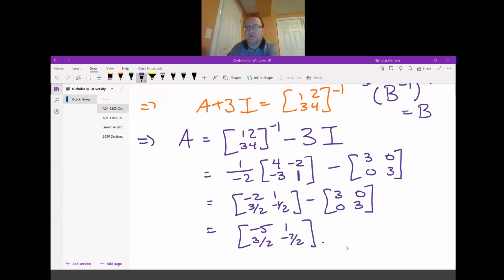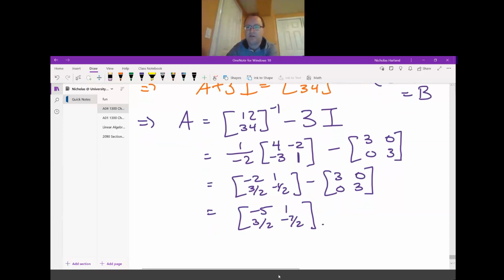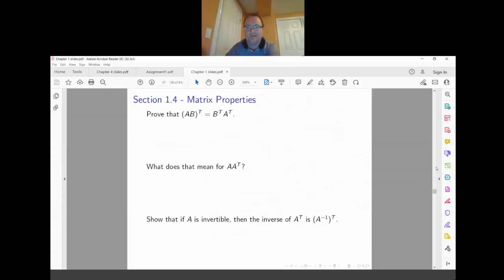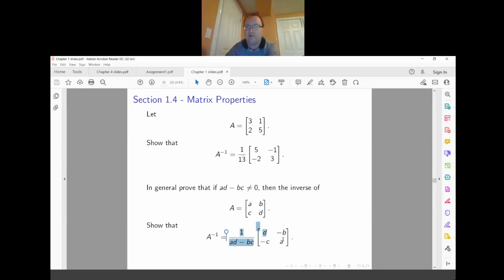It was 3 times I. So the identity, so that would be 3 times 1, 0, 0, 1, 3 times the identity. And then that's just scalar multiplication of a matrix. You multiply every entry by 3. The last entry was negative 7 over 2, assuming my fraction subtraction is right. Why do we multiply by negative 1 over 2? That was the formula we saw right here. So that's the AD minus BC.